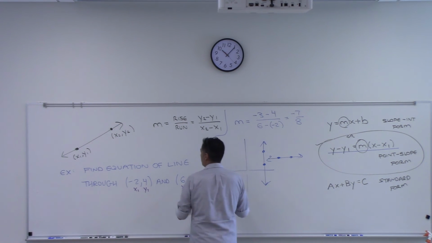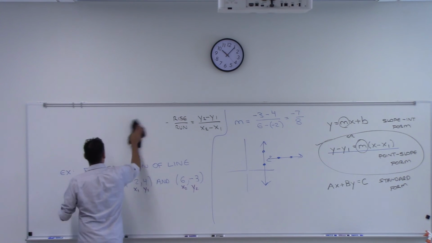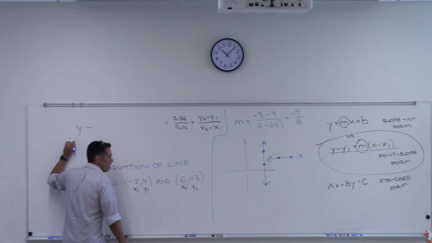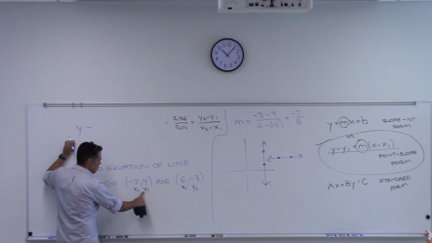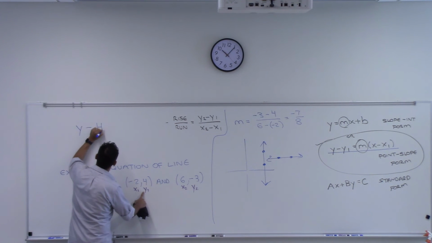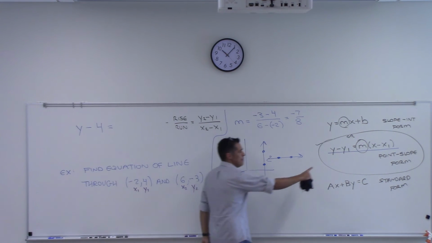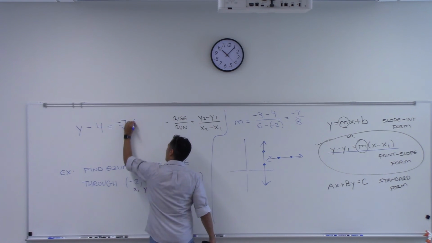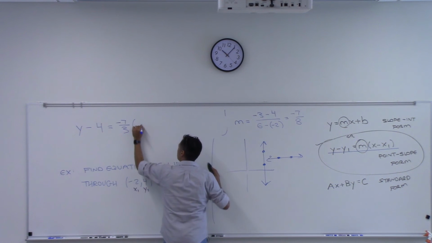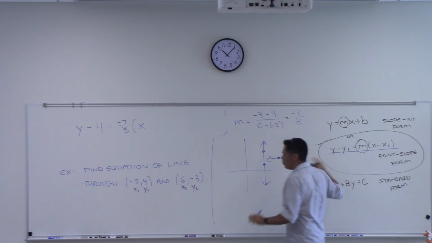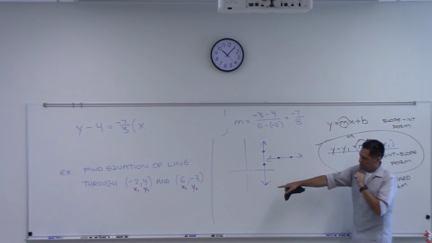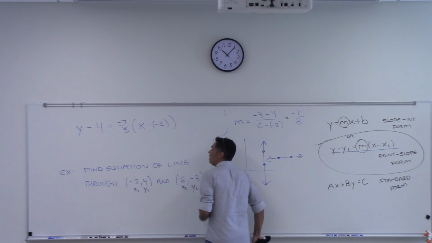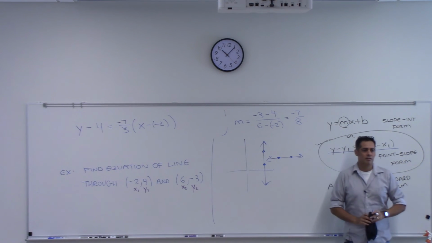So now for the equation, I'll put the answer up here. This equation is going to look like this. Y minus, what's y1? 4, right? So y minus 4 equals m, which is negative 7 over 8, parenthesis, x, and then minus x1. For us, that's minus what? Minus negative 2. So it's really going to turn into a plus 2. But technically, that is the equation of the line. That's it right there.